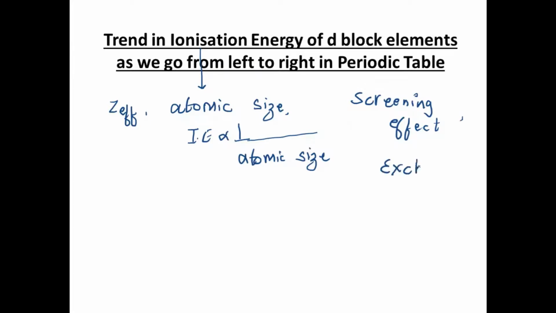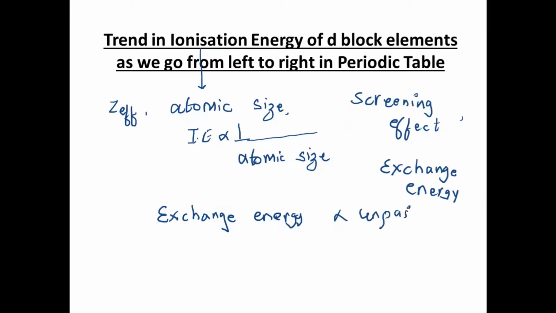Exchange energy. Now, what is this exchange energy, which is also called the reorganization energy? If we talk about the d block elements, exchange energy is directly proportional to the number of unpaired electrons. Greater the number of unpaired electrons, greater is the exchange energy and greater is the ionization energy. Ionization energy is directly proportional to exchange energy.